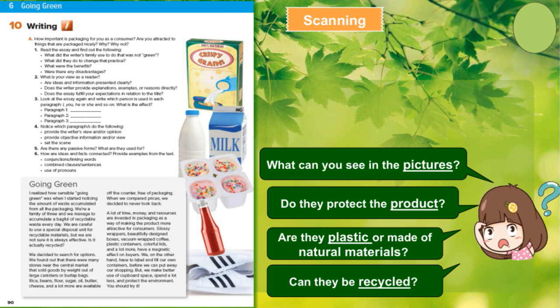Now, looking at the pictures on the slide, what do you see? Notice the different types of packaging, their materials, and design features. These images help us identify key factors that impact recycling, protection, and sustainability. Recognizing these details is crucial as we think about making smarter, more eco-conscious choices in packaging.